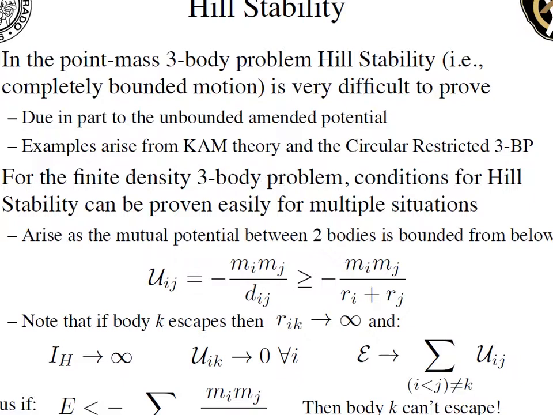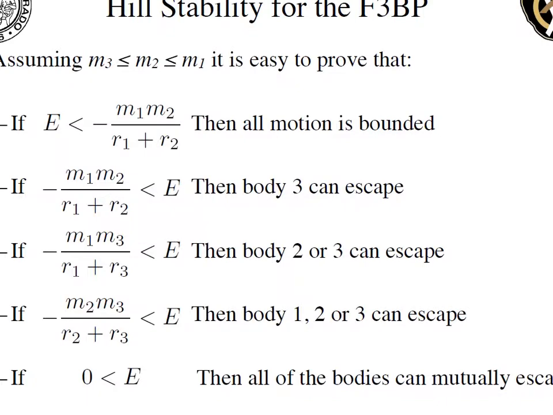And bringing this to the three-body problem, if we assume this ordering, M3 less than M2 less than M1, it's extremely easy to prove the following results on Hill stability. If energy is small enough, all motion is bounded. As we increase it, first the smallest body can escape, then either the intermediate or the smallest can escape, then either one of these three bodies can escape, but only one of them. And finally, for positive energy, all of the bodies can mutually escape.